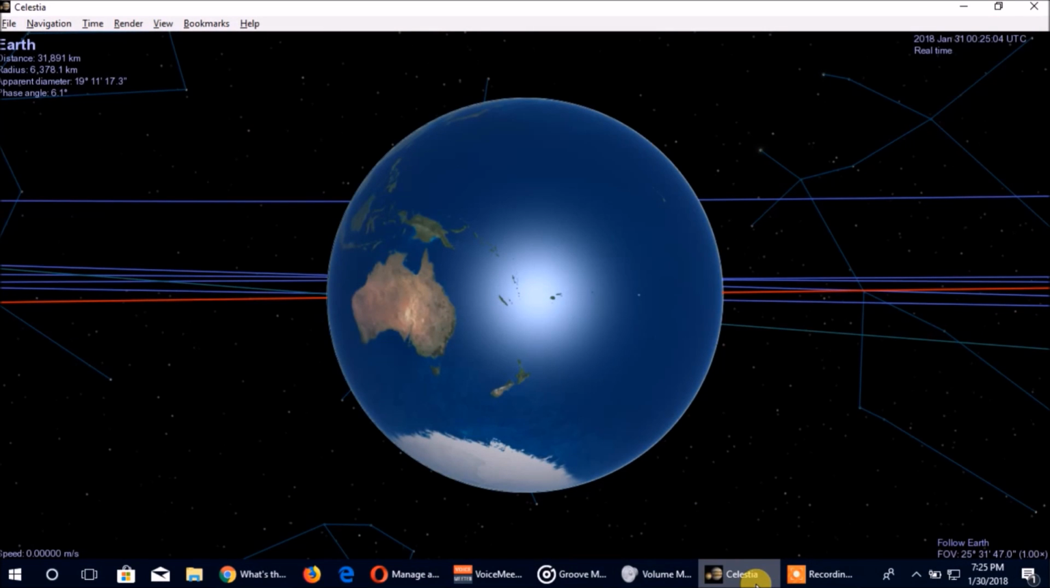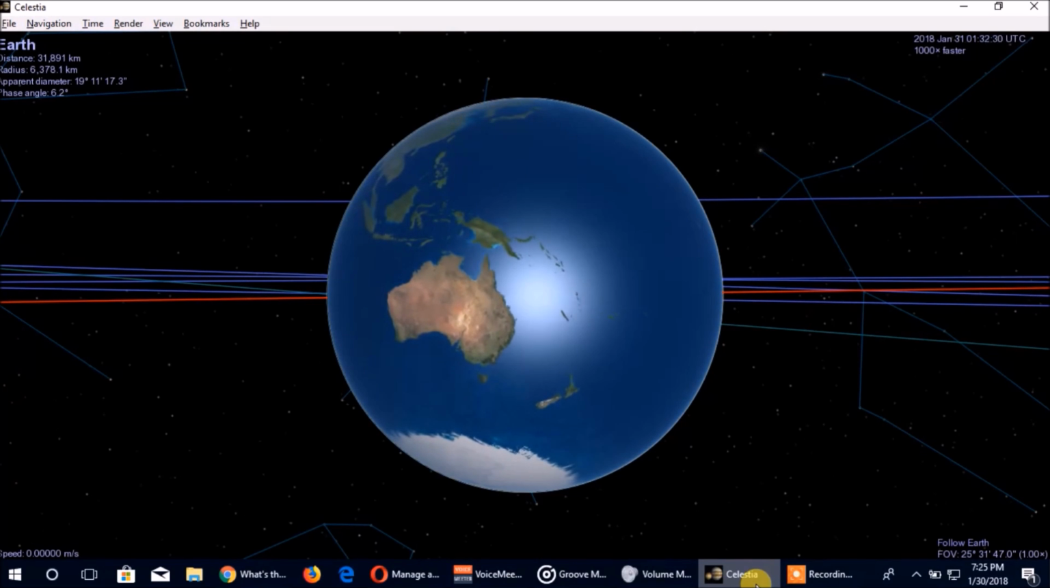Look here, we're in Celestia, which is a program that gives us a to-scale model of the universe, or observable universe. And right now, it's January 31st, 2018, and we're on Universal Coordinated Time. It's real time now, I'm speeding it up, 1,000 times faster than real time speed. This is how the Earth would look.